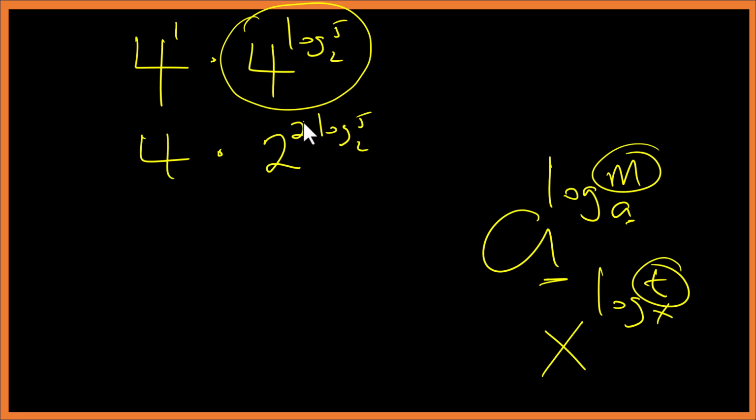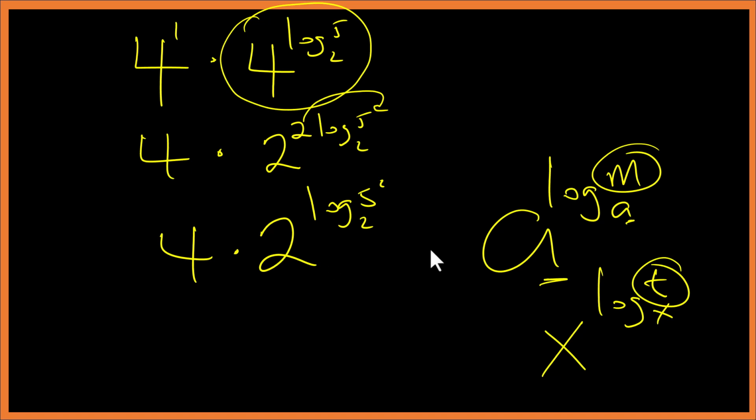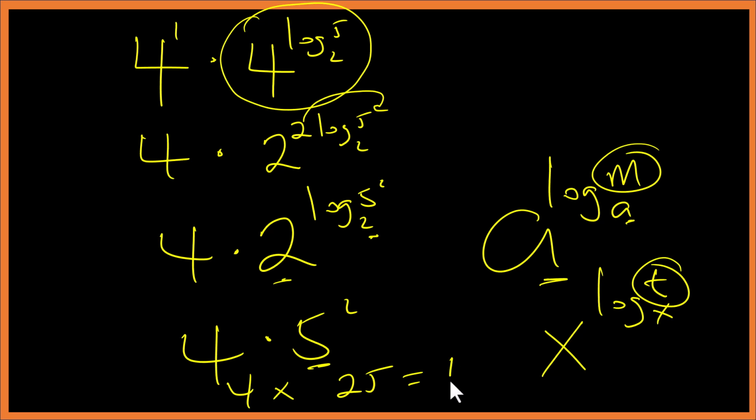Remember, this one will be a power rule, which will come here. 4 times 2 raised to log 5 squared to base 2. So remember the rule, we have 4 times 5 squared. And 5 squared is 25. So 25 times 4, which is 100, hence proved.